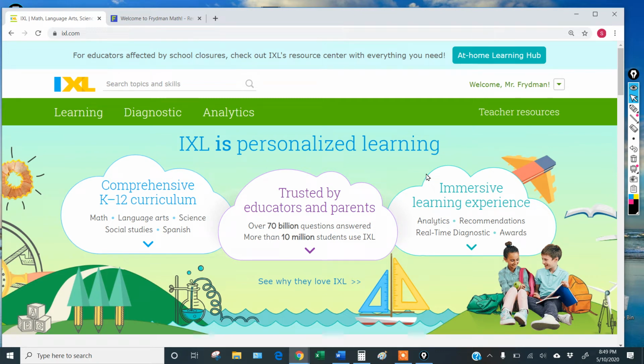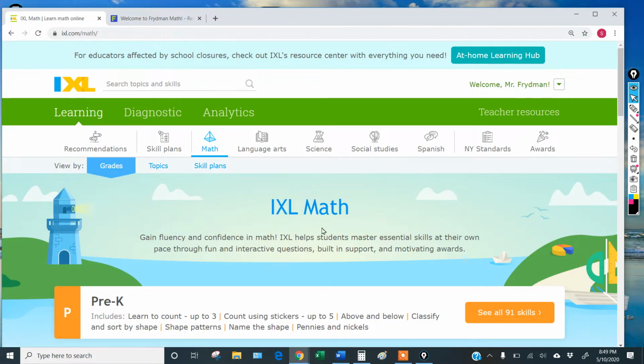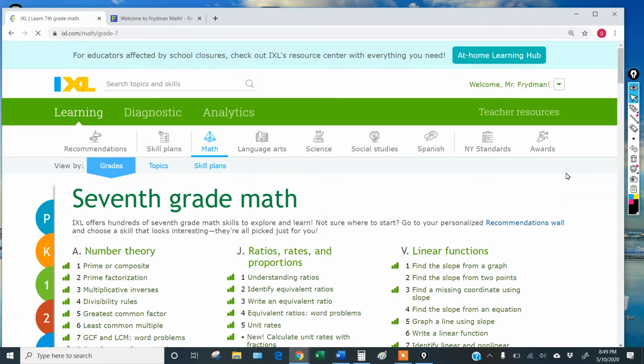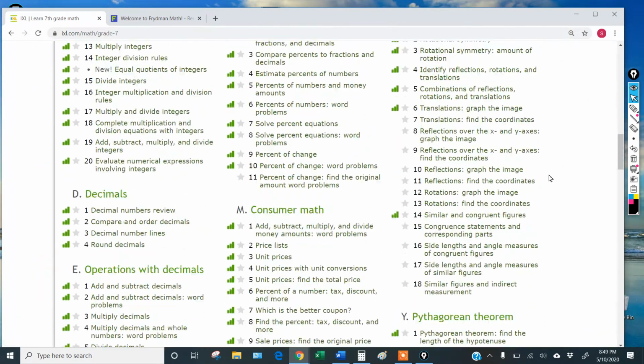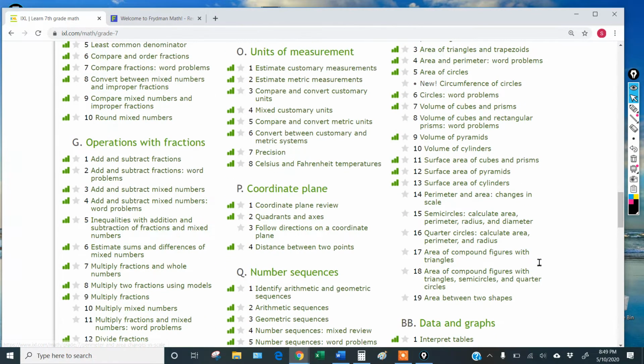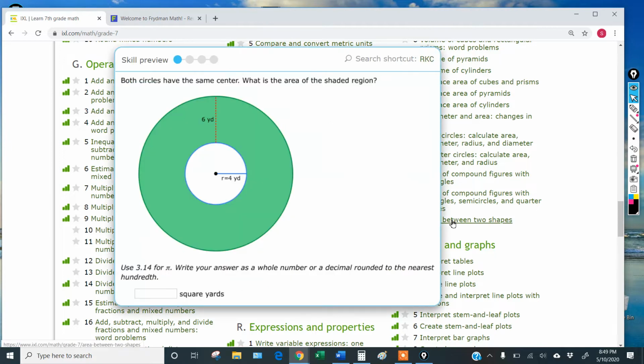Let's do IXL 7th grade AA.19. Go to Learning. Make sure you're on Math. Go to 7th grade. And then down to AA.19, Area between two shapes.